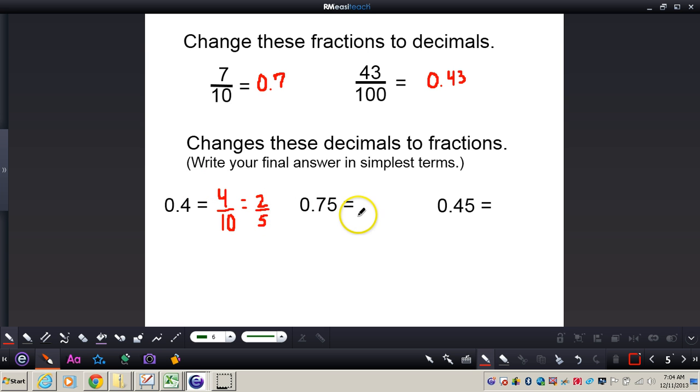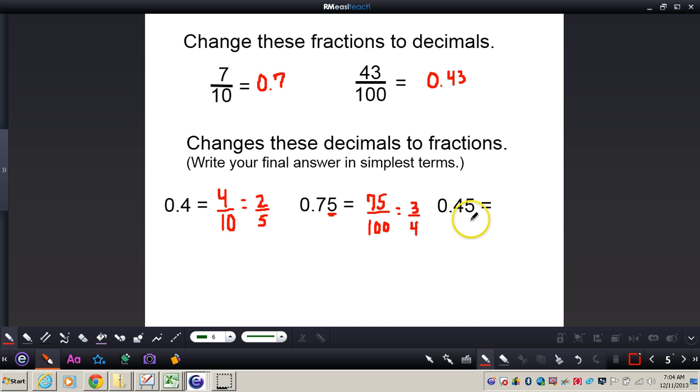Now my next one, if I'm going from a decimal to a fraction, my numerator is going to be the digits that are in my decimal. My denominator is going to be this final place value, and I know that's the hundredths place, so it's going to be 100. And actually 75/100ths equals 3/4.